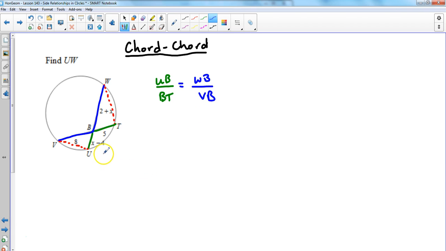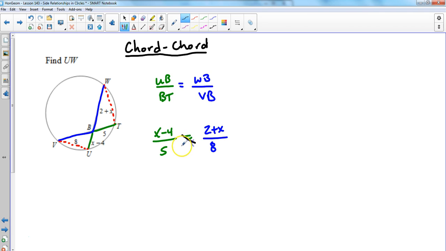So we just plug in what we know here. So UB we know is x minus 4. So we've got x minus 4 over BT, which is 5. That's going to be equal to WB, which is 2 plus x, over, and then VB is 8. So there's our proportion, just using that chord-chord relationship. Again, if you don't need to draw the triangles, then don't draw the triangles. It just kind of helps me to visualize what's going on.